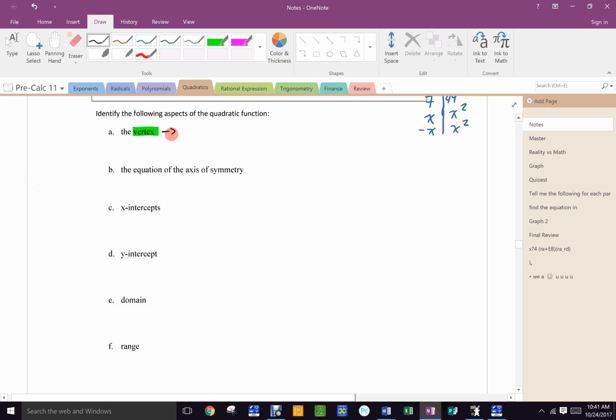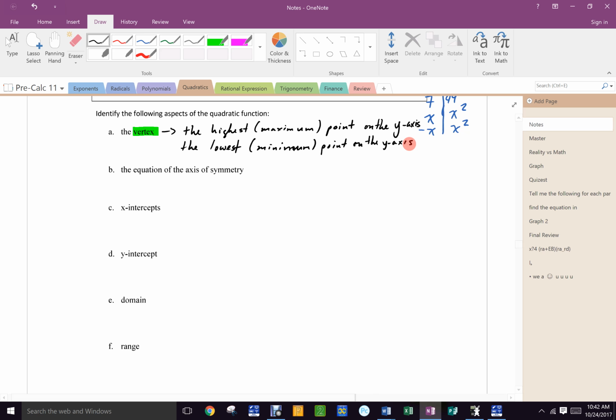So let's put that into regular language. The vertex is what? The highest, which is a maximum point. On which axis, the y or the x? On the y-axis. Or it's the lowest, which makes it a minimum. Is everyone cool with that?